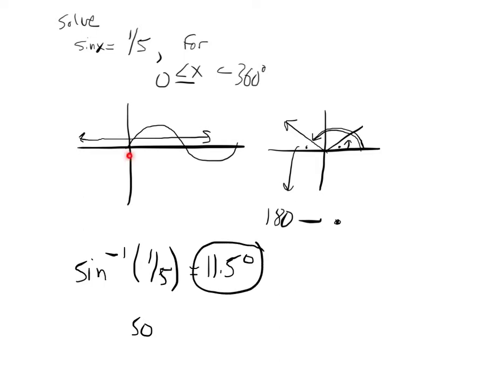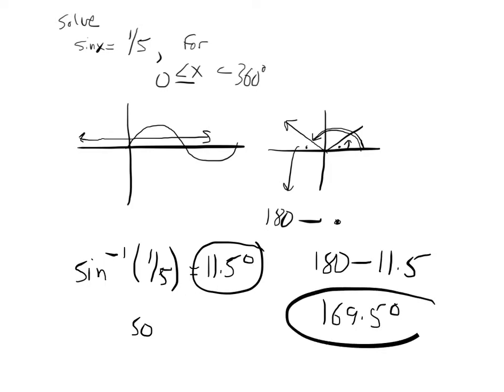How do I get the other one heading out here? Well, imagine I started here, I went up to 11.5. If I keep going around, I'm going to get another angle over here whose reference angle is 11.5. That angle will also have a sine of 1/5. How do I get the measure of this angle? Take this reference angle and subtract it from 180. So 180 minus that little reference angle is going to be the other angle. So 180 minus 11.5 is about 169.5 degrees. That's my second solution here.